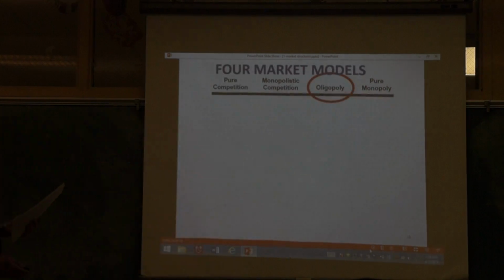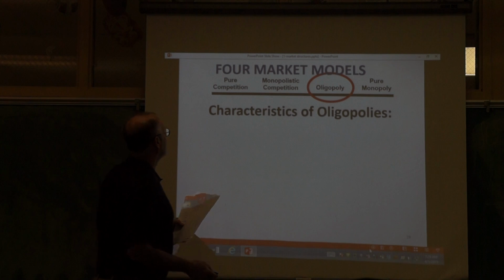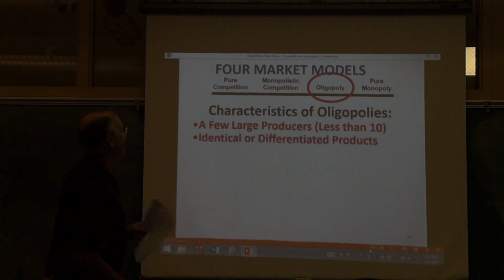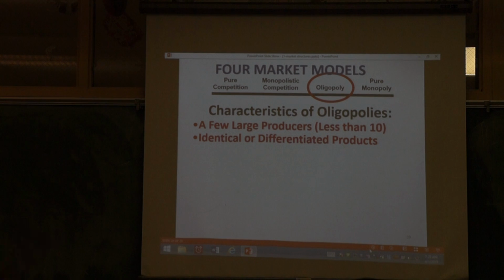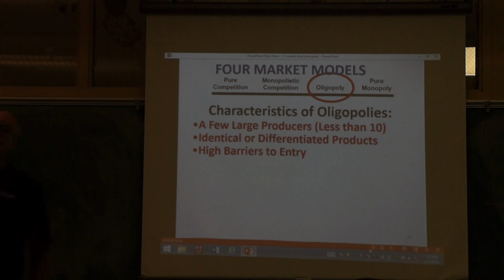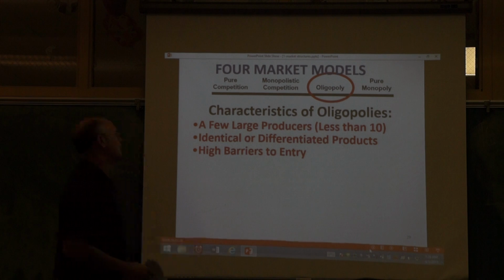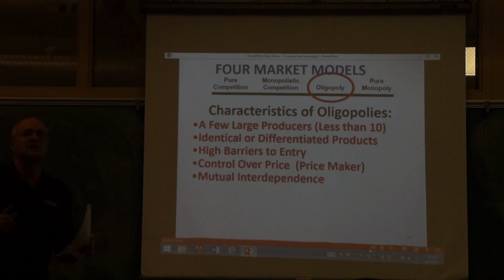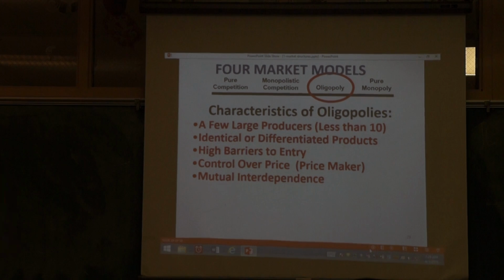Oligopolies. All right, characteristics. Few large producers, I usually say 10 or under. Identical or differentiated products. High barriers to entry. Again, if you're seeing high barriers to entry, the first thing you can say to yourself is, they can make economic profit in the long run. Control, price maker, and mutually interdependent. So what I do affects what Bennett does if we're oligopolies.